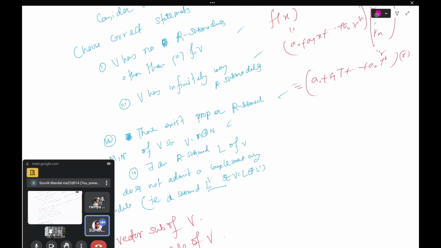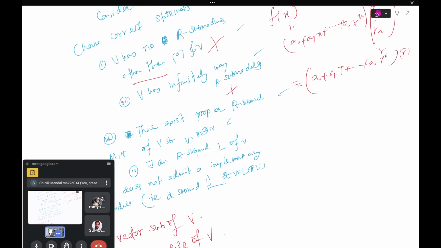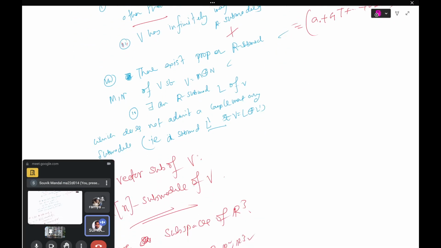Okay. The first option, V has no submodules other than 0 and V. This is not possible because we have some non-trivial ones. Option 2 is that V has infinitely many R submodules. This is also not true because V has only finitely many submodules. Option 3, there exists a proper R submodule M of V and a submodule N so that V is equal to M direct sum N. Now think about this option. Is it true or false?